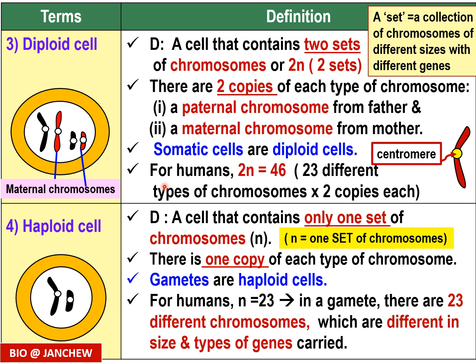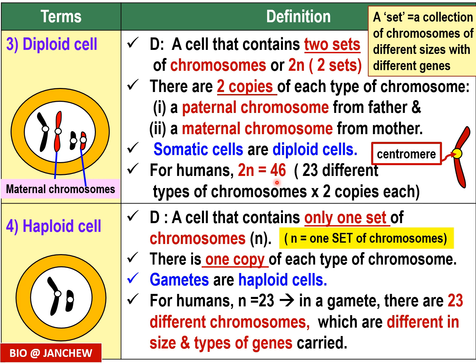For humans, 2n equals 46, meaning in a diploid cell, there are 46 chromosomes. But in the 46 chromosomes, are all these 46 chromosomes different? No, actually there are two copies for each type of chromosome. So how many different types of chromosomes are there? 46 divided by 2, you get 23 different types of chromosomes. Humans have 23 different types of chromosomes in the diploid cell, but there are two copies of each, so you have to times 2, and that's how you get 46 chromosomes in each diploid cell.